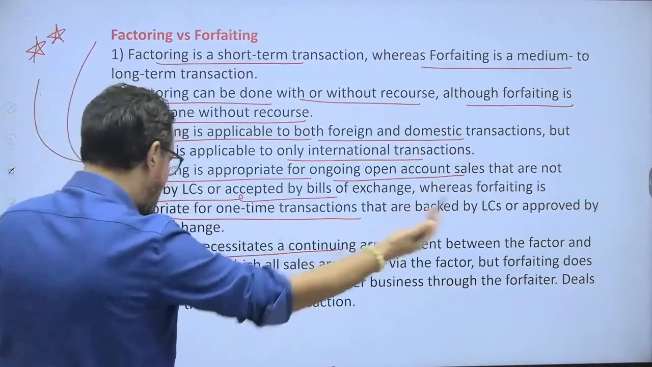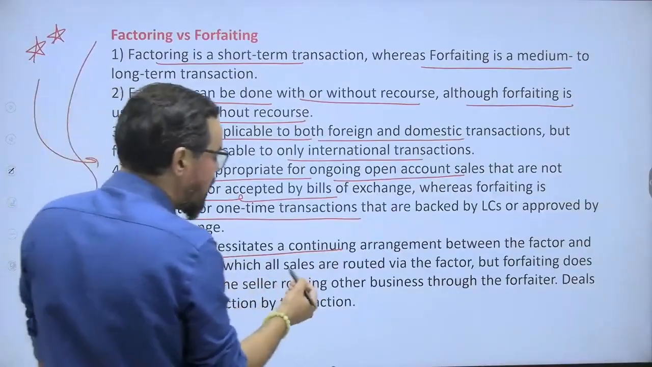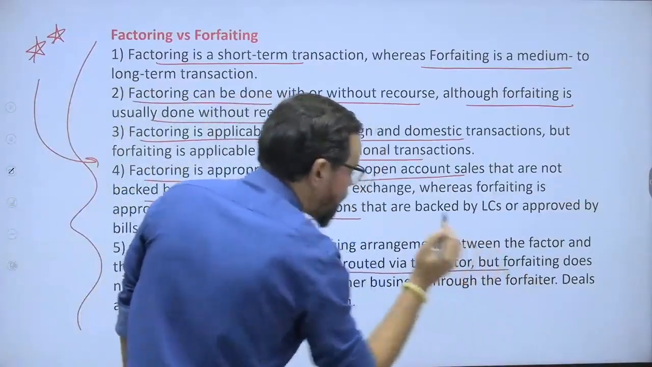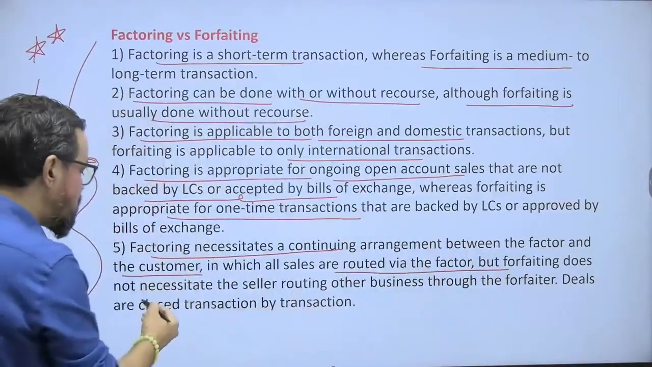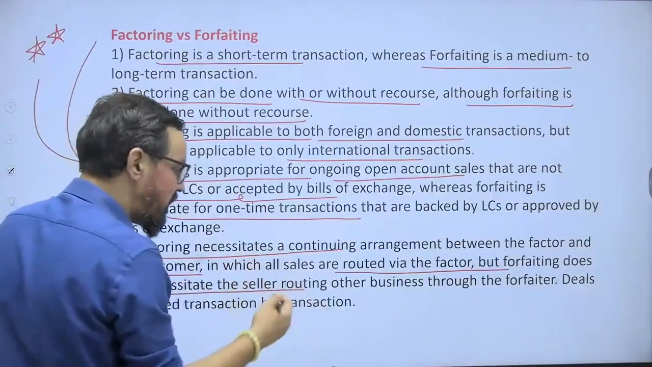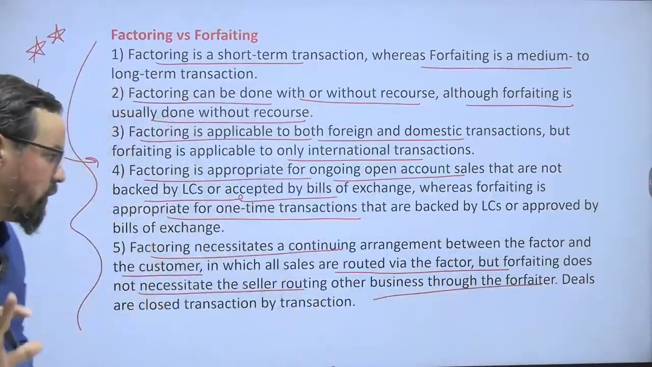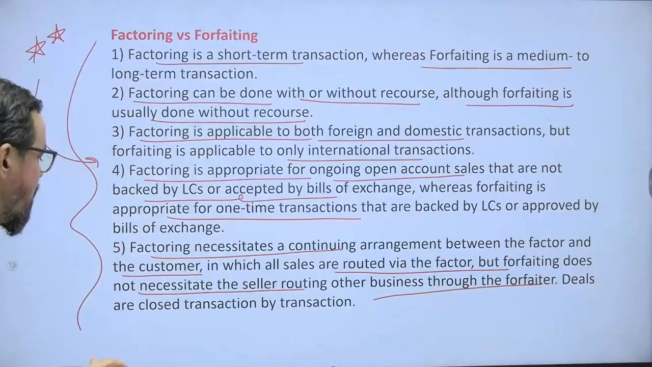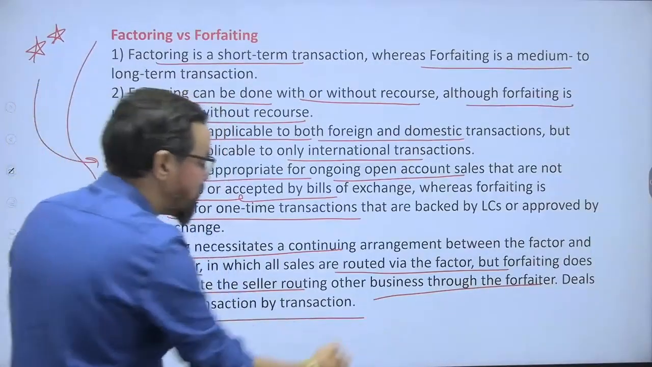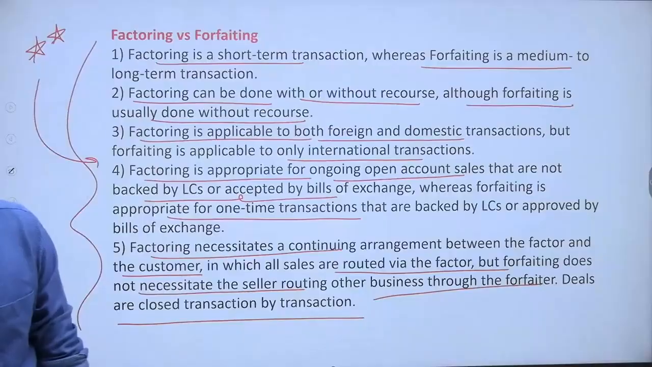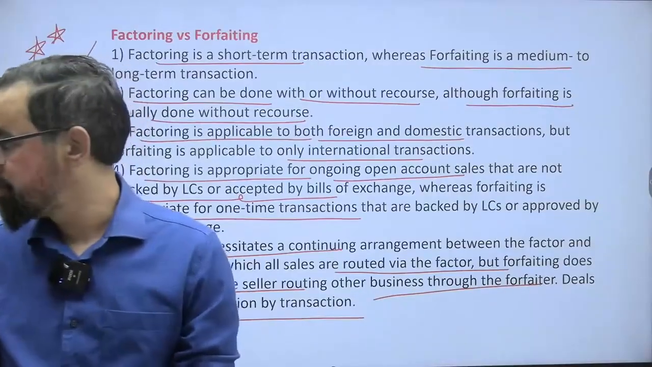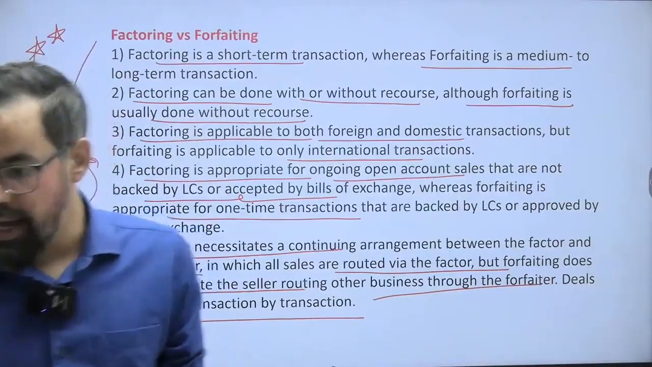Factor means your bank and customer is exporter, in which all sales are routed by the factor, but forfeiting does not necessitate the seller routing other business through the forfeiter. Forfeiter is financier or the bank. Deals are closed transaction by transaction in this particular case. Okay? Understood?